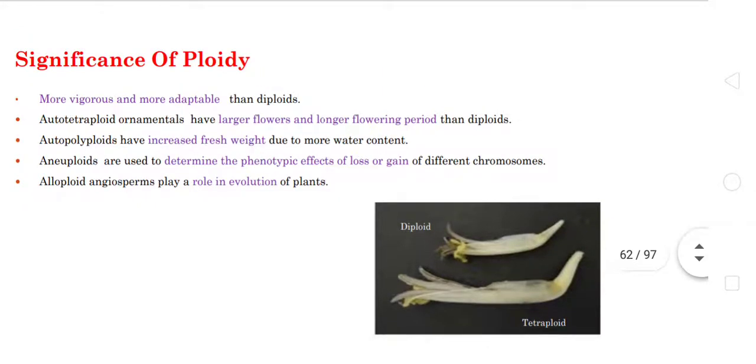Again, I am recalling the significance of polyploidy. It is bigger than the diploids, that is, vigorous, meaning viability. Mostly it is useful for ornamental purposes because of the larger size and longer duration, and it has a high water content, especially seen in the Musa plant. It also determines the phenotypic ratio, either a gain or loss. It plays a very important role in the evolution of new plant species.